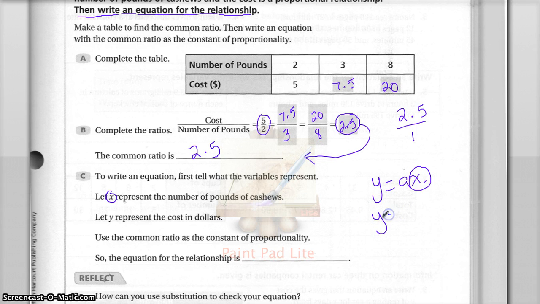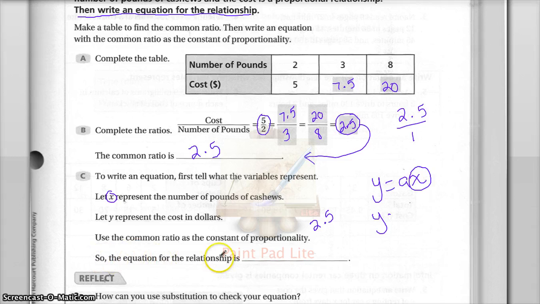And then the common ratio is the constant of proportionality. So the common ratio in this one is 2.5. So now we have all the things we need for our equation. So all it's asking you to do is write this equation.